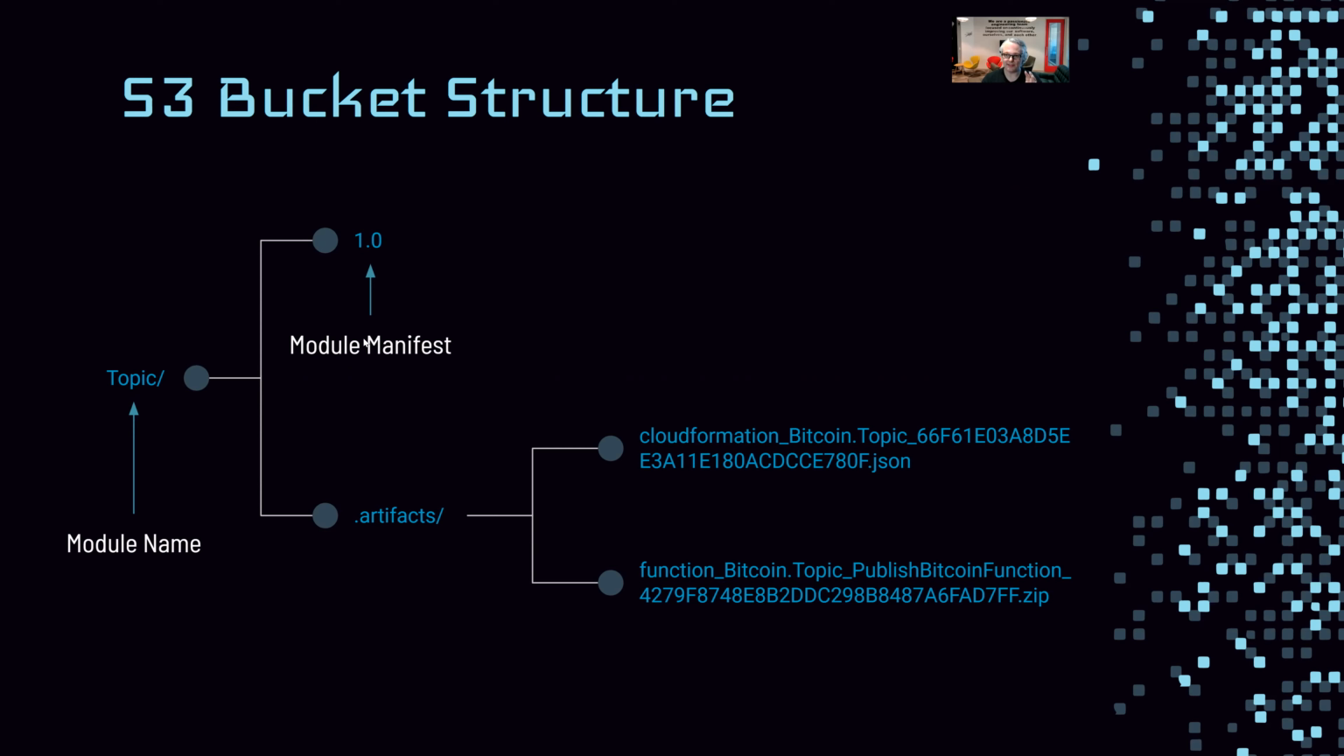So when the tool finds that you want to copy a given module, it downloads the module manifest of the version that was selected, and then uses it to identify the artifacts that belong to this version. The CloudFormation template is identified by the full module name, which is the namespace and the name of the module itself, plus the checksum. And similarly for the functions: full module name, the name of the function, plus a checksum. So that's the structure deep in the bowels of the S3 bucket.